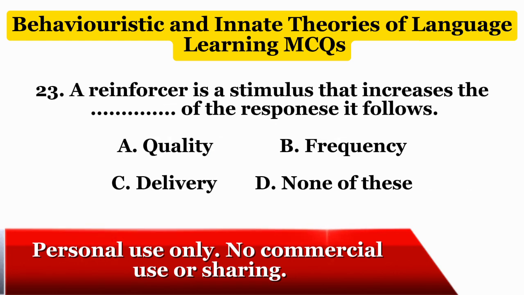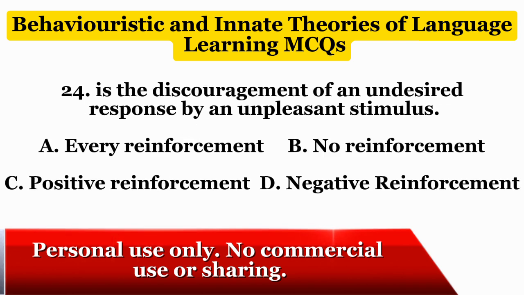A reinforcer is a stimulus that increases the quality, frequency, delivery, none of these. Right option is B. A reinforcer is a stimulus that increases the frequency of the response it follows. Which of the following is the discouragement of an undesired response by an unpleasant stimulus? Every reinforcement, no reinforcement, positive reinforcement, negative reinforcement. Right option is D. Negative reinforcement is the discouragement of an undesired response by an unpleasant stimulus.